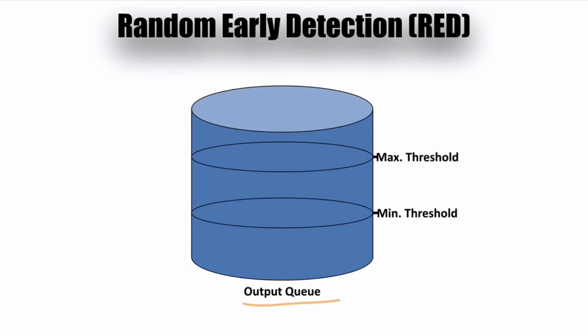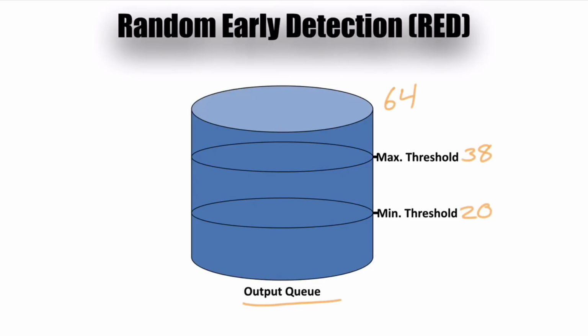This is our output queue. It's only going to hold so many packets. And let's just make up a number. Let's say it'll hold 64 packets in the queue. What we can do is set some thresholds. We can say that the minimum threshold might be 20 packets. And the maximum threshold might be 38 packets, just making those numbers up.